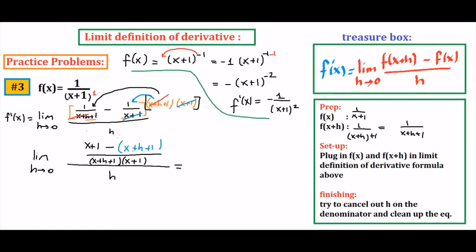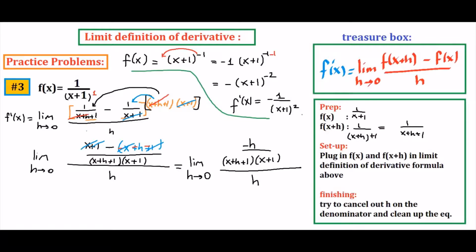Now we will do necessary simplifications on top here. And every time don't forget to write limit as h is approaching to 0. So we have to distribute this negative sign inside. So negative times x is negative x, negative times h is negative h, and negative 1 here. Now we can cancel out positive x and negative x, positive 1 and negative 1, so negative h is left on the numerator here. On the denominator, we have x plus h plus 1 times x plus 1, and we have h on the denominator here.